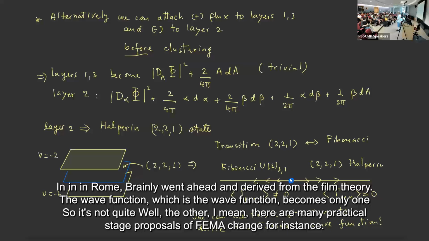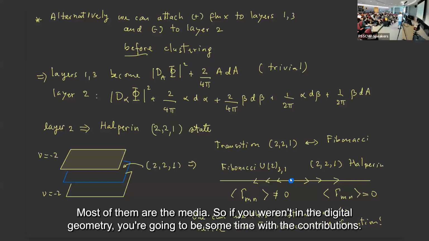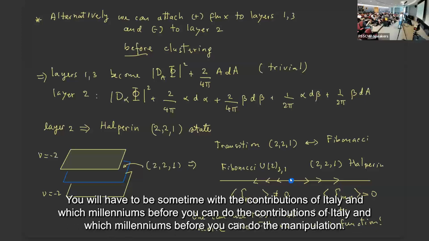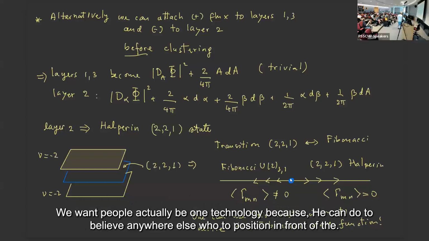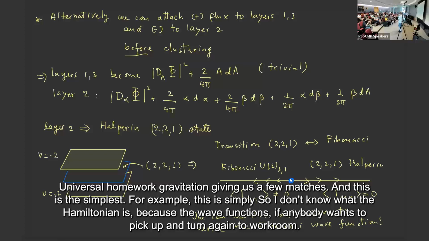There are many fractional Hall states proposed that have Fibonacci anyons, for instance the precise state at level 3. That theory has many anyons, most of them abelian. So if you want to do the interferometry that Marco discussed, you will have to disentangle the contributions of these additional anyons before you can do the manipulation. And we want Fibonacci because these anyons allow you to do universal topological quantum computation. That's the gold standard of topological quantum computing, even if we are very far from the gold standard for anything else. But if you want to do universal quantum computation, you need Fibonacci. This is the simplest example of this, except they are bosonic.